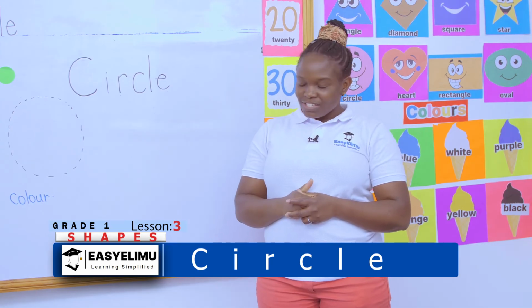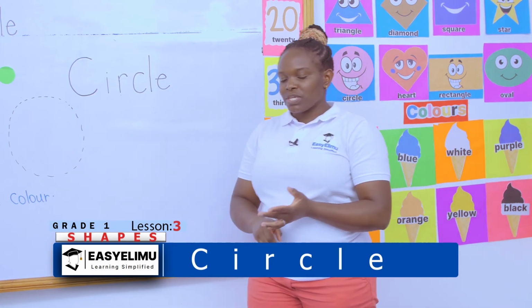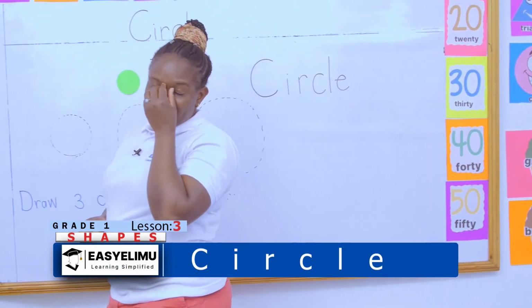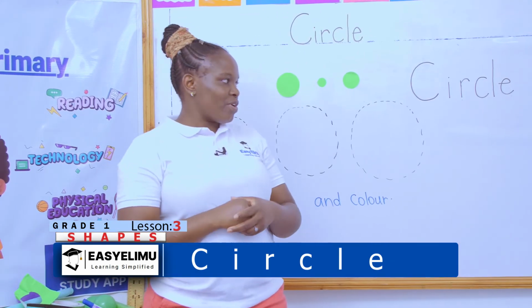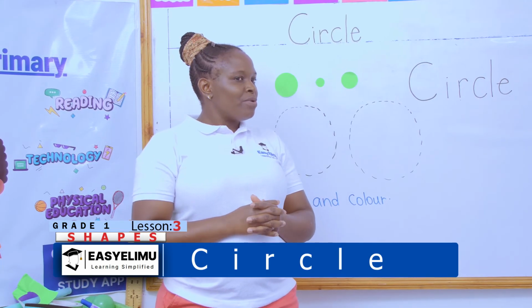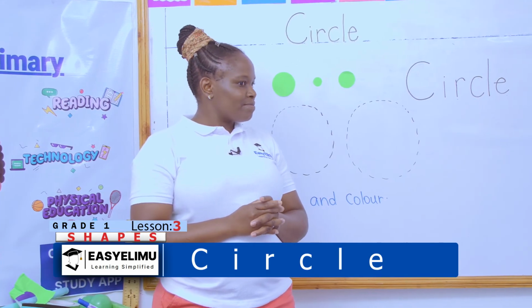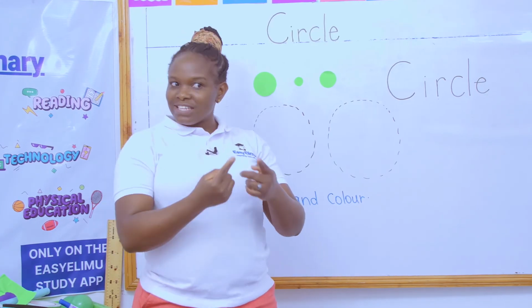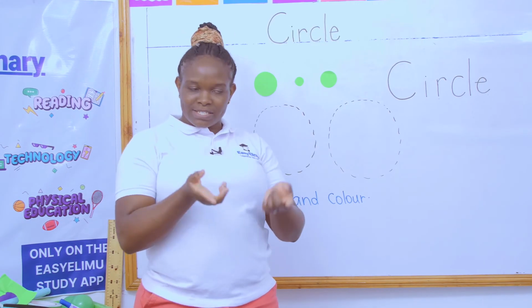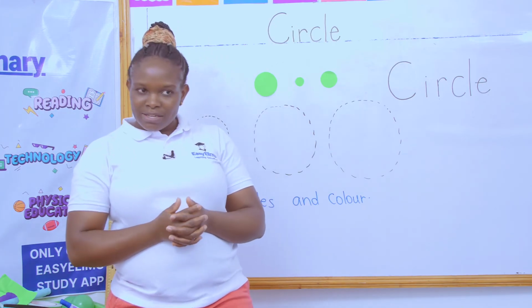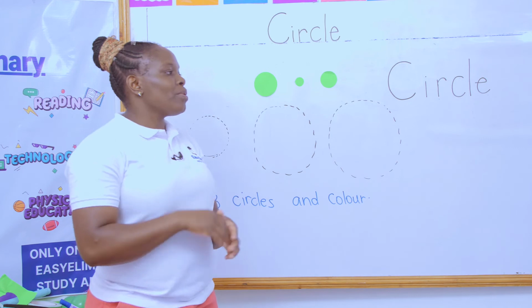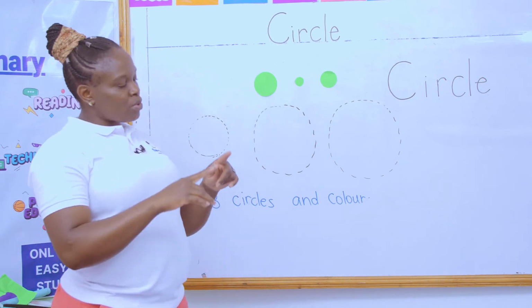Okay, little angels, when you go home today, make sure you're checking around for things that are circular in your house. I know you love moving around with the tires. The tires have circular shape for them to roll nicely so that you can move very fast. Your bicycle wheels. Do you ride bicycles? Yes, even today I'm going to ride my bicycle. We are going to race. Very good.